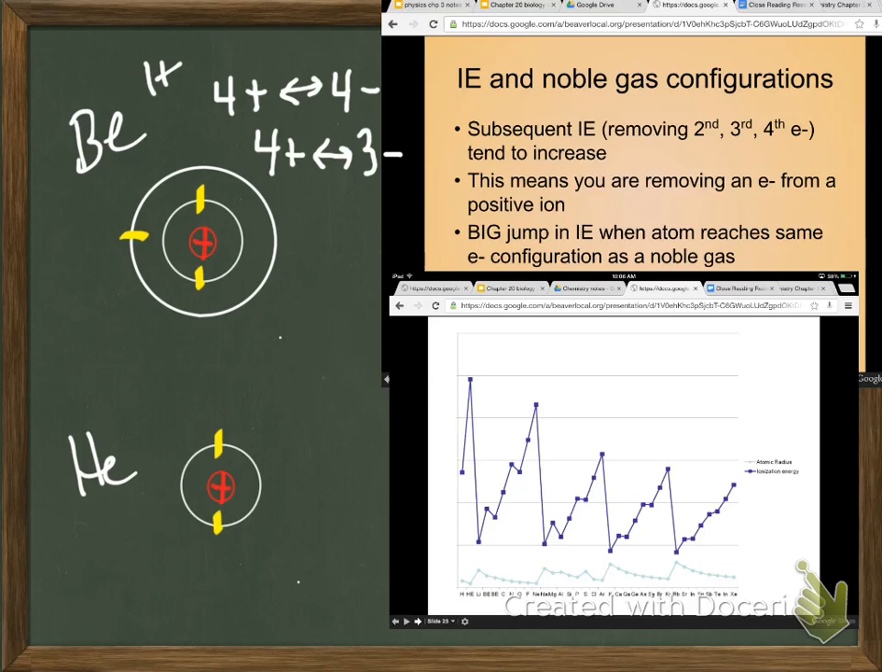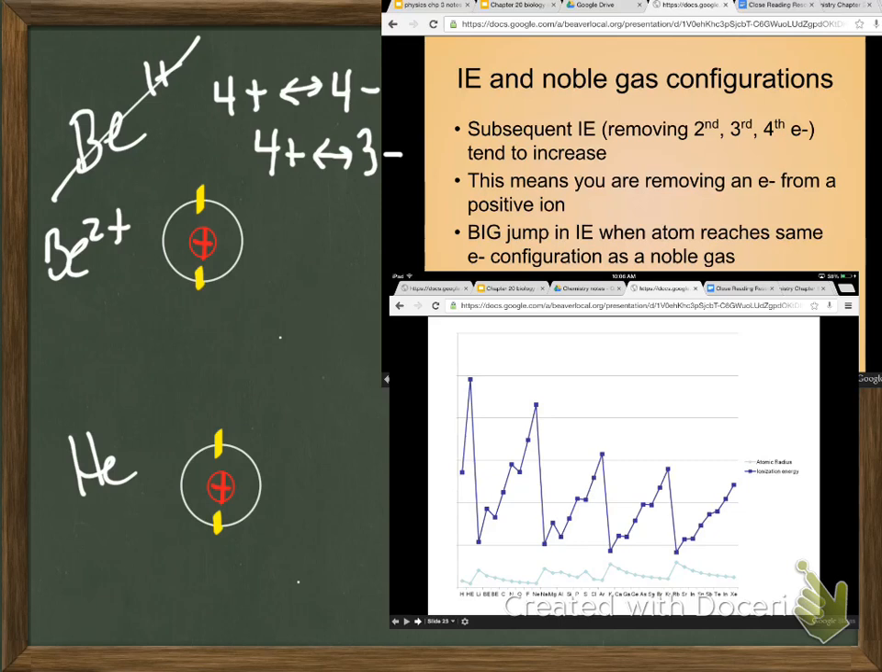Now, let's say we manage to get rid of that second electron. We'll see if I can surgically remove this electron here. Oh, fantastic. And so now we have Be2+. At this point, beryllium's got the same configuration as a noble gas.